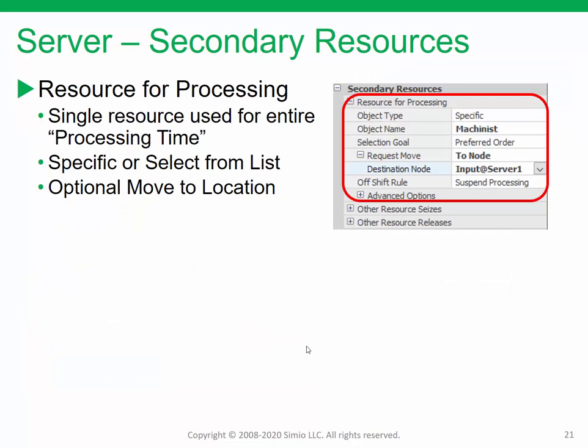Secondary resources represent another important modeling feature of the standard server object, and this allows me to specify additional resources that are required for processing. So for example, if I'm using a server to model a machine, in this case maybe I also need the machinist, so that would be the secondary resource that's required for processing. And the server object has tremendous flexibility in how we handle secondary resources. We have either a specific resource you can specify, or you can select from a list, so you can have a list of alternative resources.